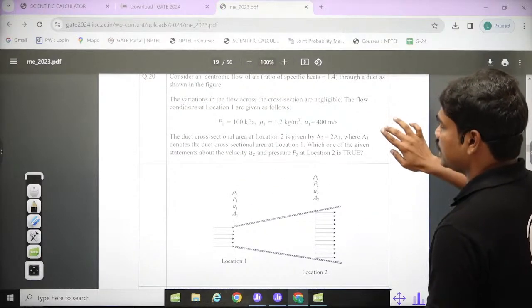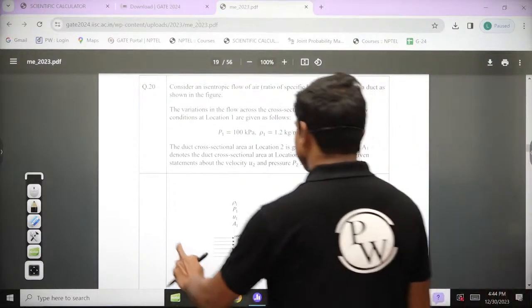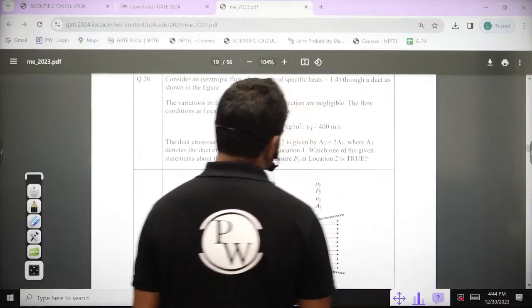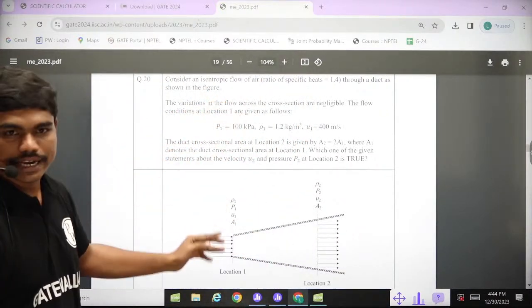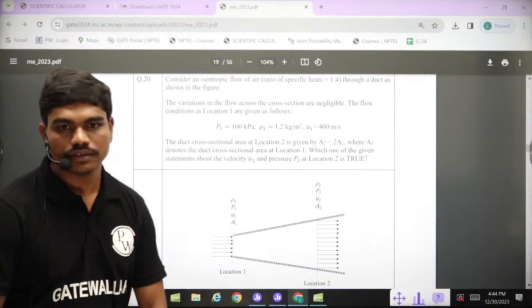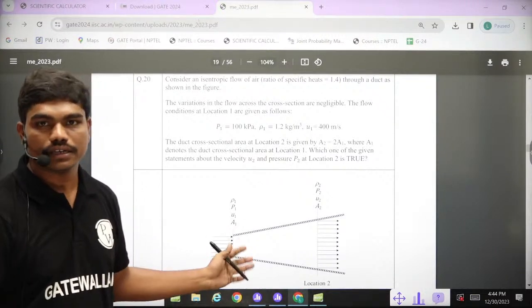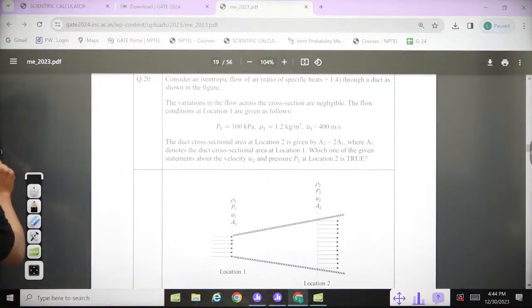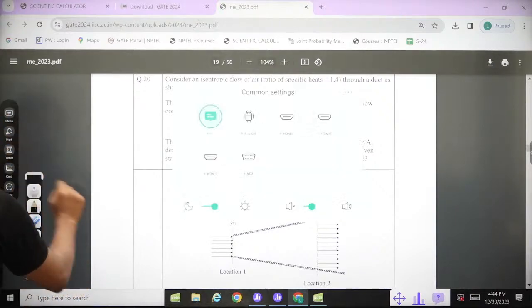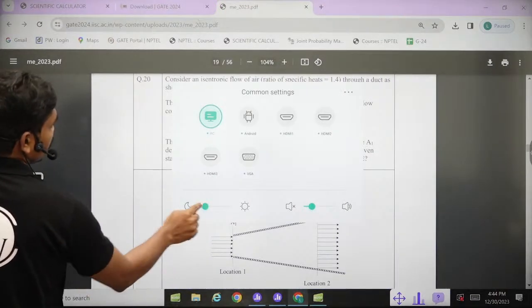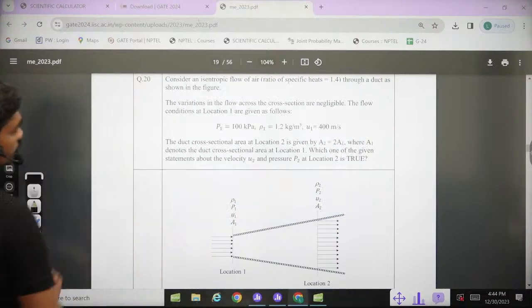Consider an isentropic flow. I hope all of you can study this. Consider an isentropic flow of air where specific heat... Can you all see this question? Yes, I hope all of you can see this. If you cannot see, I'll just increase the brightness for some time. Now I hope you all can see this question to some extent.